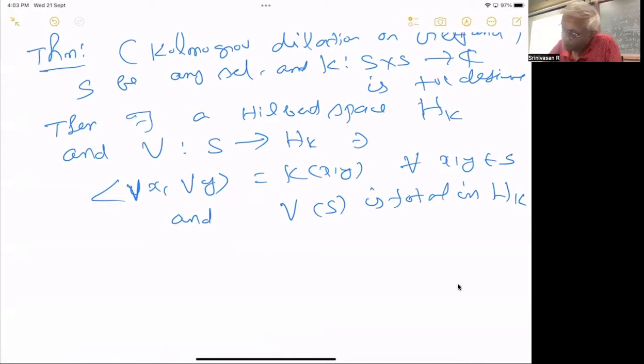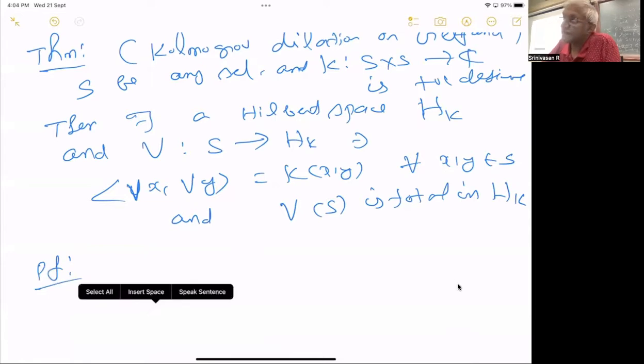Okay, so for the proof, this is an abstract construction. Once we have this theorem, we can construct a Hilbert space out of a positive definite function, which we use frequently. So what do we do? There is nothing else, we have just a set. To get a Hilbert space, we have to consider functions and then define an inner product on that. We will consider functions with finite support.